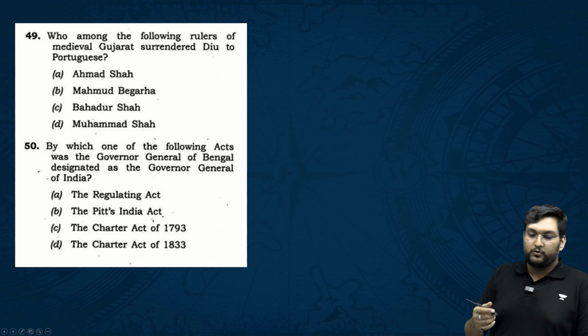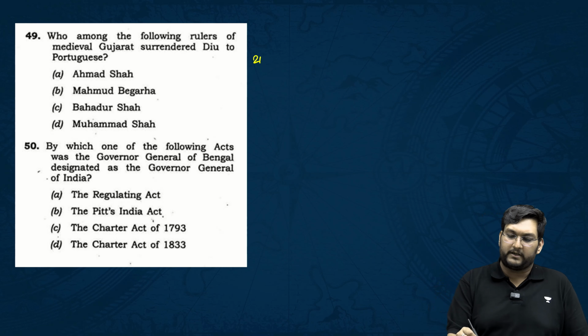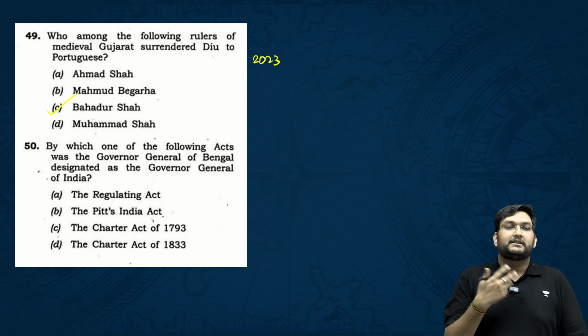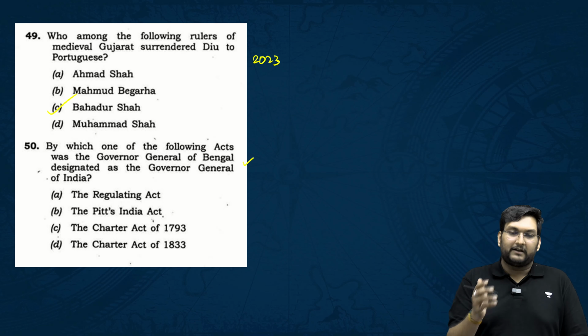And on the other hand, you can also have simple questions like this which came in 2023, that who gave due to the Portuguese? Bahadur Shah. Thereafter, through which act did the Governor General of Bengal become the Governor General of India? The Charter Act of 1833.